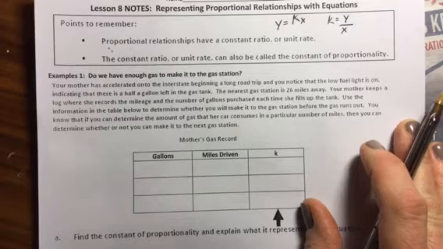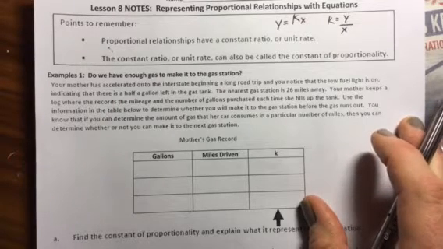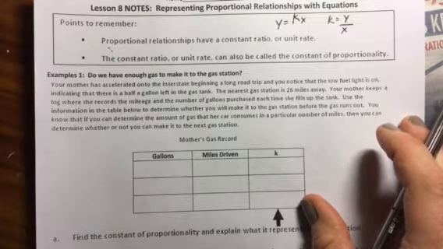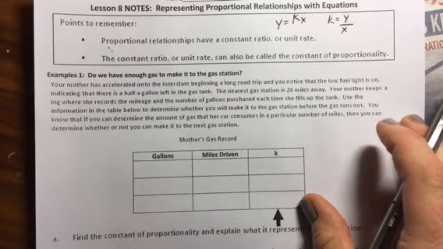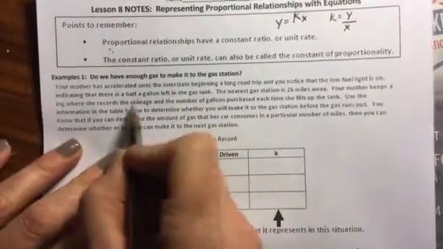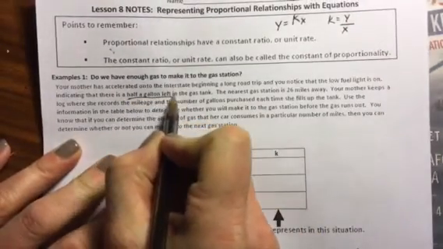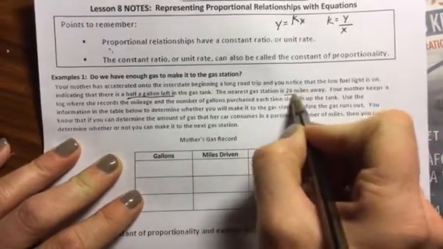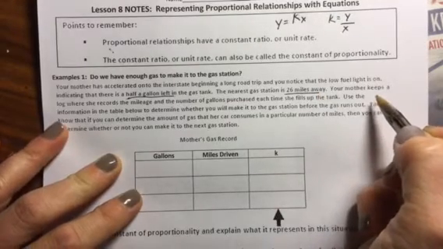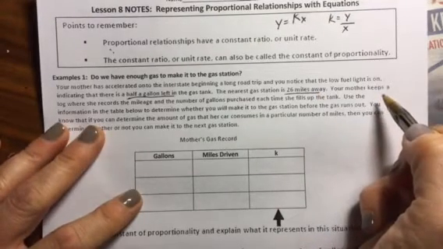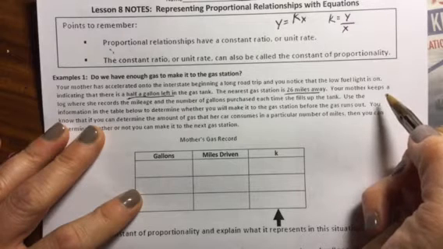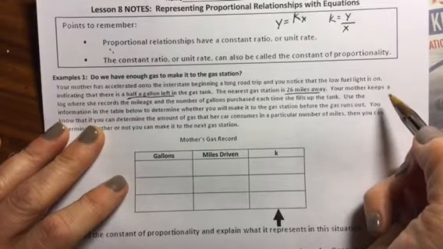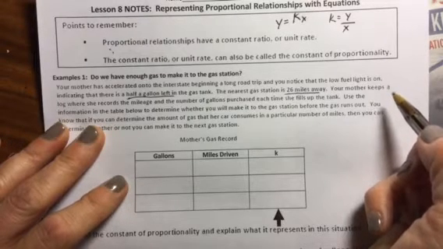So first example, your mother has accelerated onto the interstate, beginning a long road trip, and you notice that the low fuel light is on, indicating that there is a half gallon left in the gas tank. The nearest gas station is 26 miles away. Your mother keeps a log where she records the mileage and the number of gallons purchased each time she fills up the tank. Use the information in the table below to determine whether you will make it to the gas station before the gas runs out.